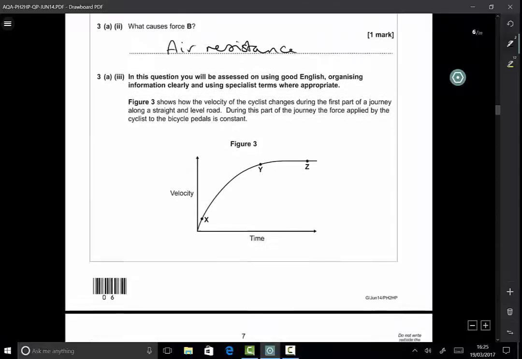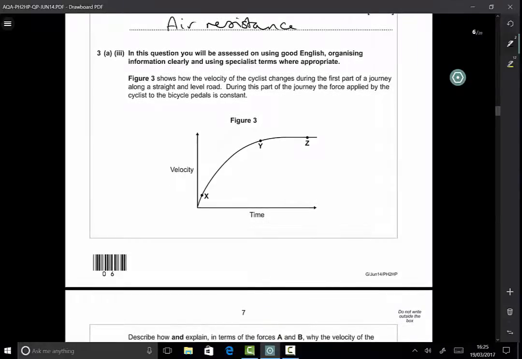Okay, and now we've got our 6 marker. In this question, you will be assessed on using good English, organising information clearly, and using specialist terms where appropriate. So we want to make sure that our answer to this is really logical. Figure 3 shows how the velocity of a cyclist changes during the first part of the journey along a straight and level road. During this part of the journey, the force applied by the cyclist to the bicycle pedals is constant. So we've got constant forward force.